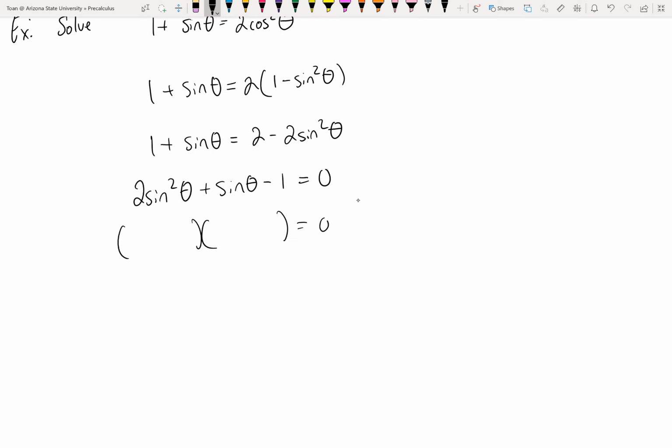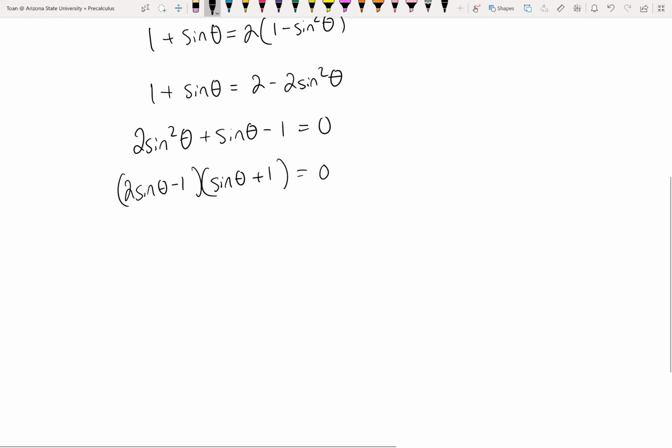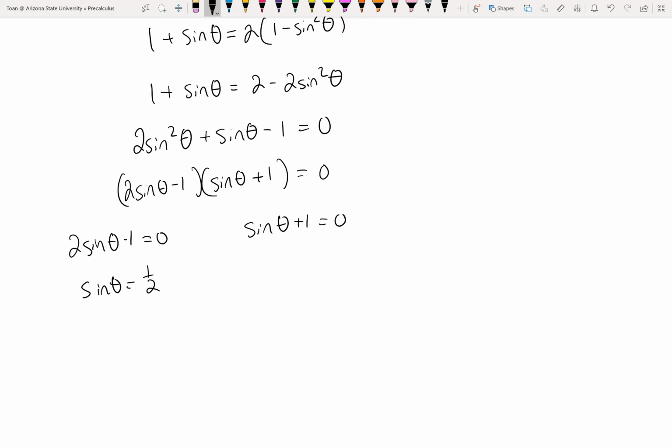And lo and behold, what do you know? This problem is factorable. 2 sine, this is just what we did yesterday. And then we want a positive 1 in the middle, so I need a plus 1 here and a minus 1 there. So the zero product property says 2 sine theta minus 1 could equal 0, or sine theta plus 1 could equal 0. So the left equation gives us sine theta equals 1/2, whereas the right equation gives us sine theta equals -1.